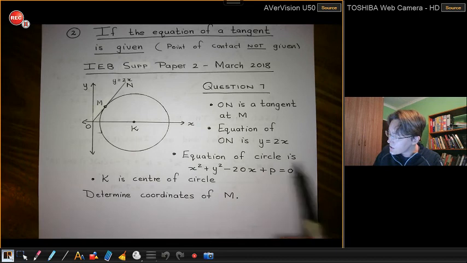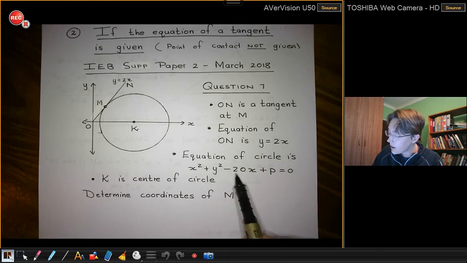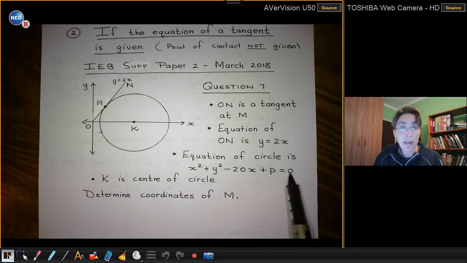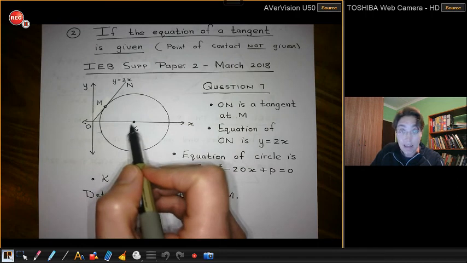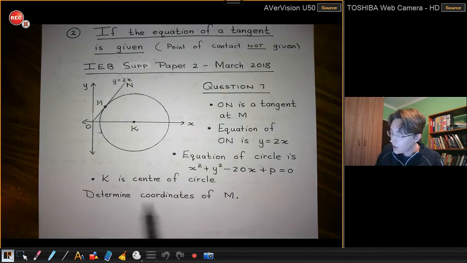The equation of the circle is x squared plus y squared minus 20x plus p is equal to 0. So again, you'll notice this is not in completed square form. So whenever the circle is not in completed square form, you are probably going to have to complete it. K is the center of the circle. So they've told you right there, point K is the center of the circle. Determine the coordinates of M.